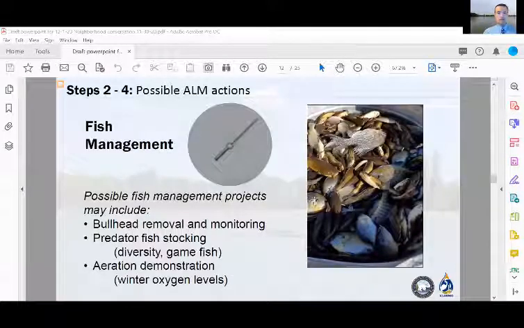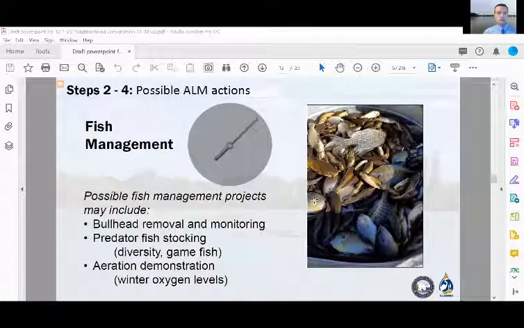So here are the next 4 slides I'm going to talk about that are really the guts of what we're going to ask you for input on tonight. We're going to go through the 4 categories of management areas, with possible projects that could be implemented over the next 3 to 5 years, when ultimately the adaptive management plan is completed in 2021.